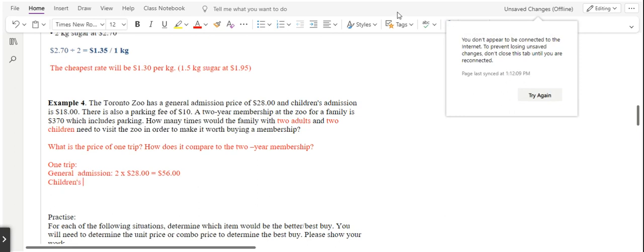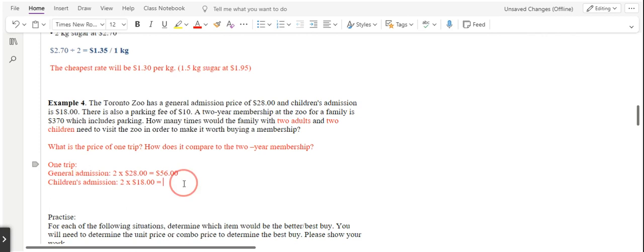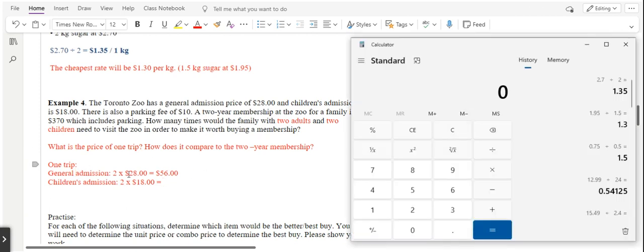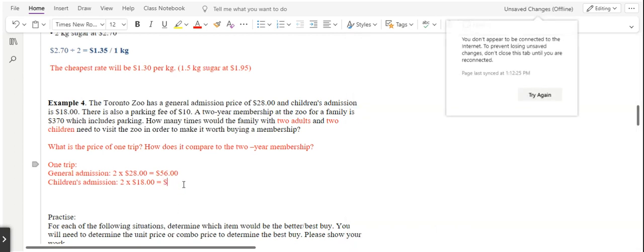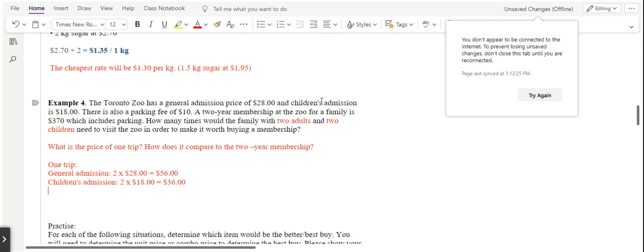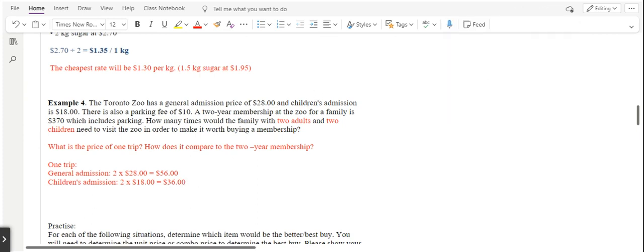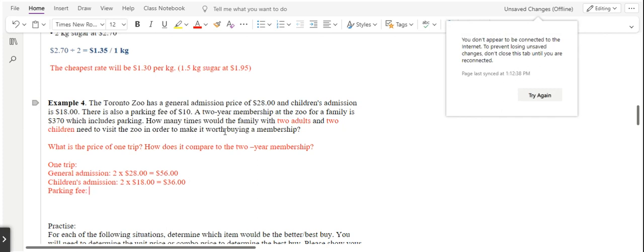The children's admission, there's two of them, right? So it'll be 2 times 18. Oftentimes, a children's pass is going to be cheaper than a general admission. Okay, and so here, if we were to take our 2 times 18, that's going to give us $36. And we got to pay for parking, right? So presumably, you can't get here by GO train, or you probably don't want a taxi here. So apparently, this particular family drove here, and so we have a parking fee of $10.